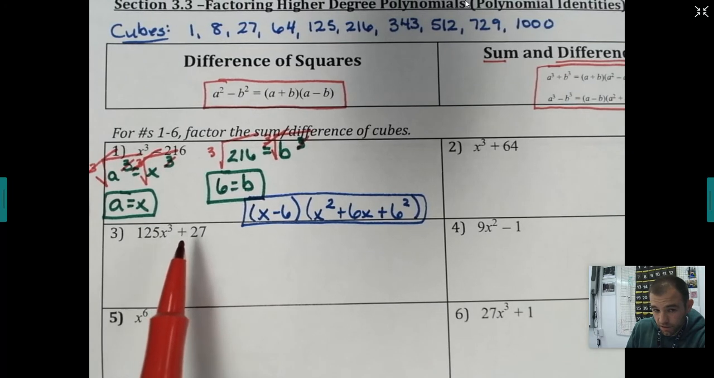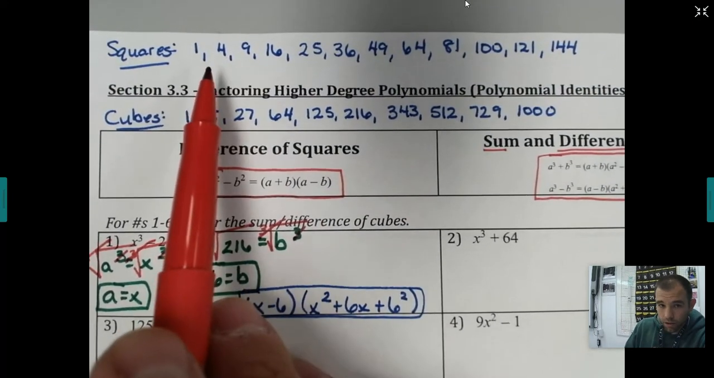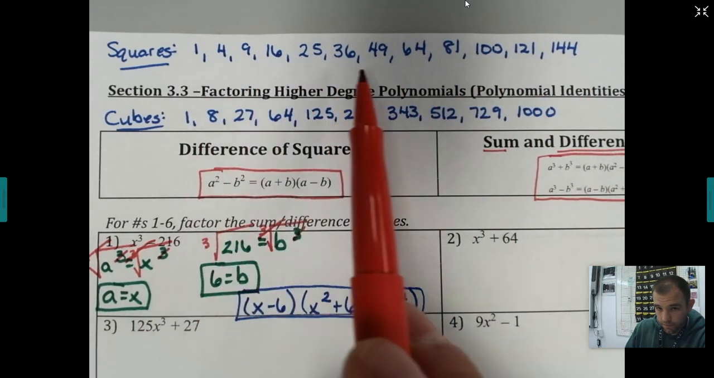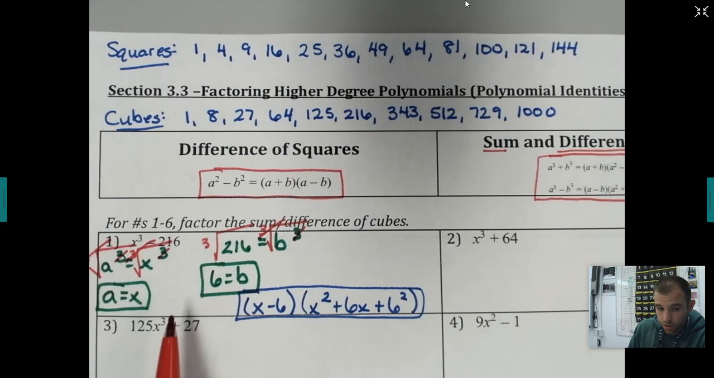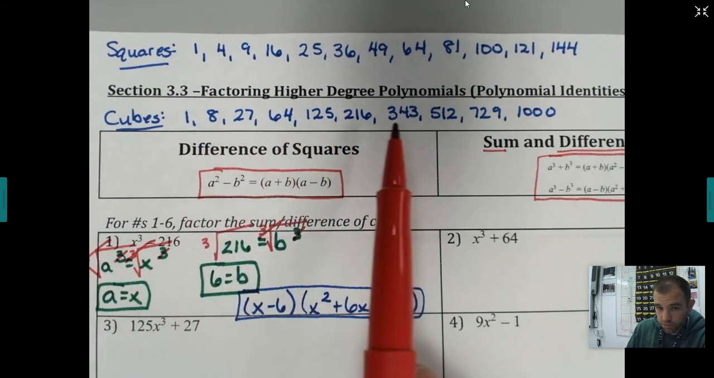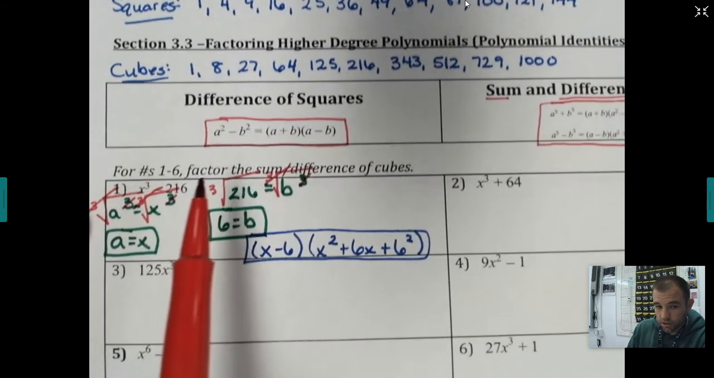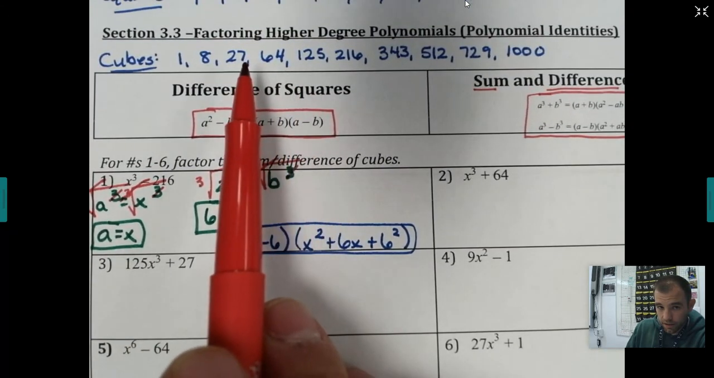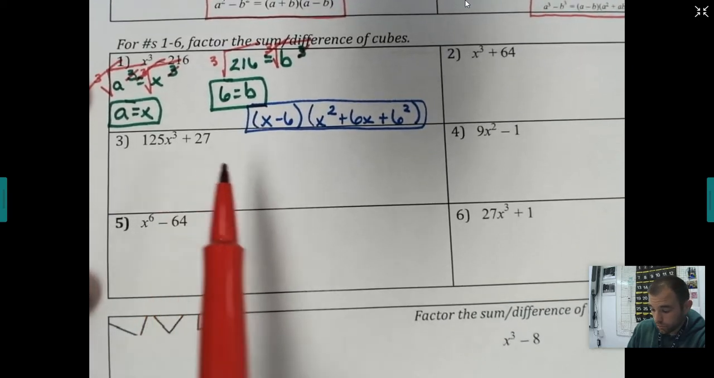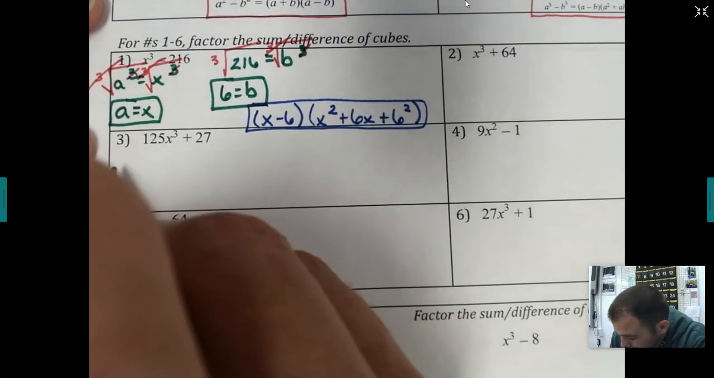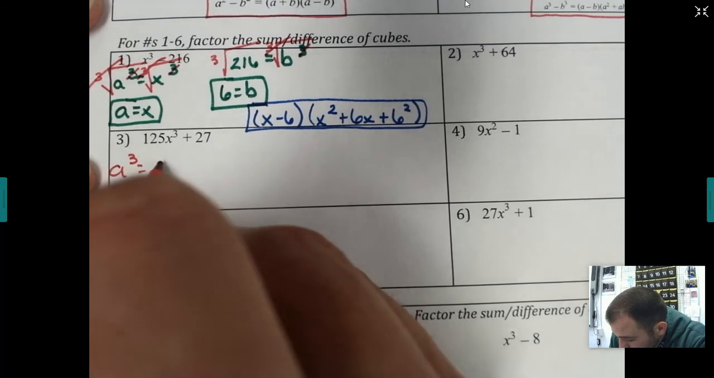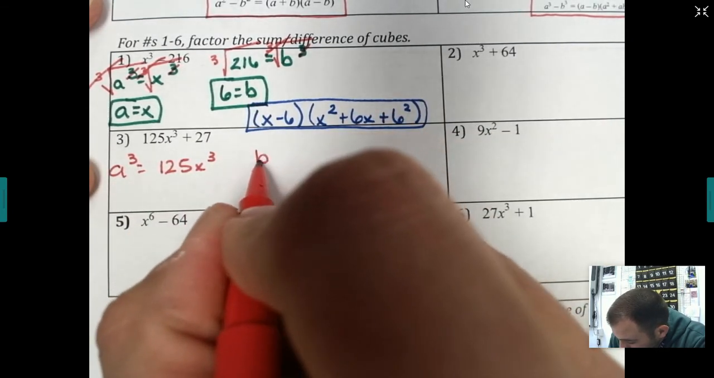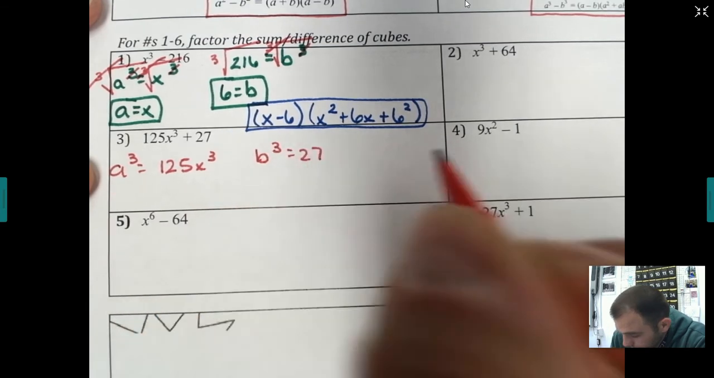You first have to see, are these cubes or squares? If we go up to our squares, 125 doesn't appear anywhere, so it's not a square. But 125 appears on the cubes right there, so 125 is a perfect cube. Does 27 appear? Yes, it does. So both of these are cubes. That means a cubed is 125x cubed, and b cubed is 27.